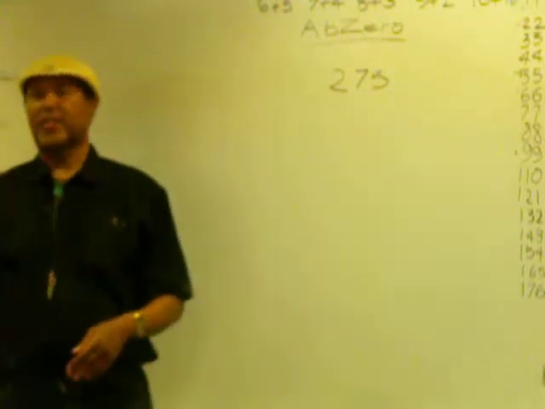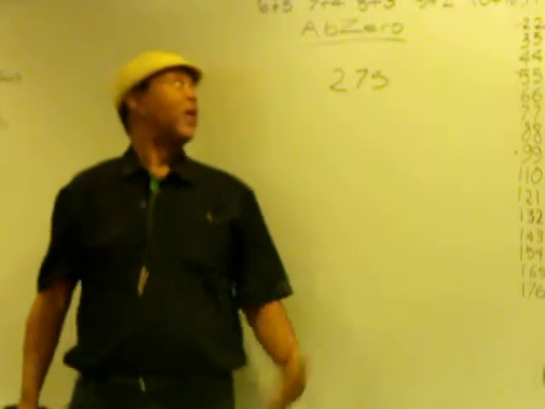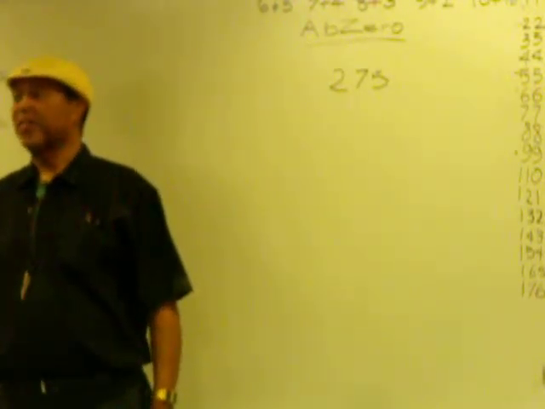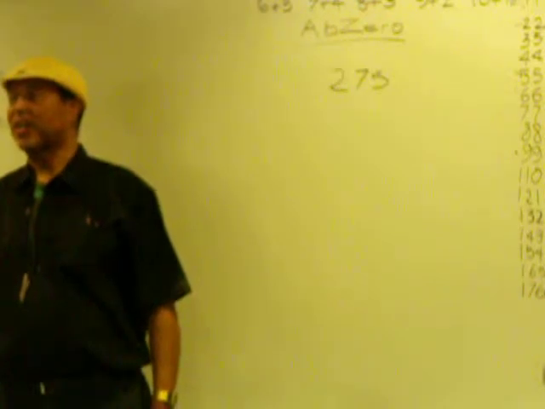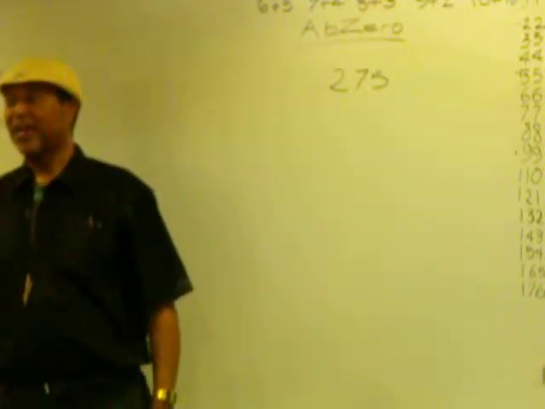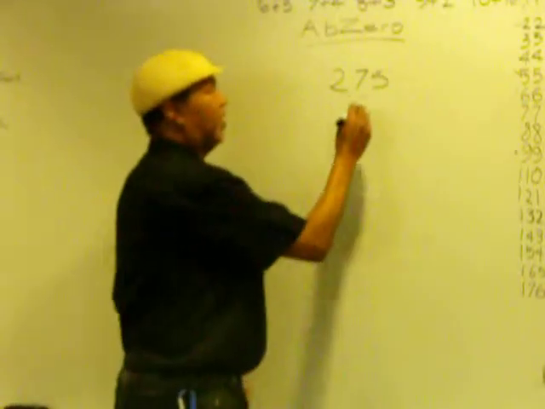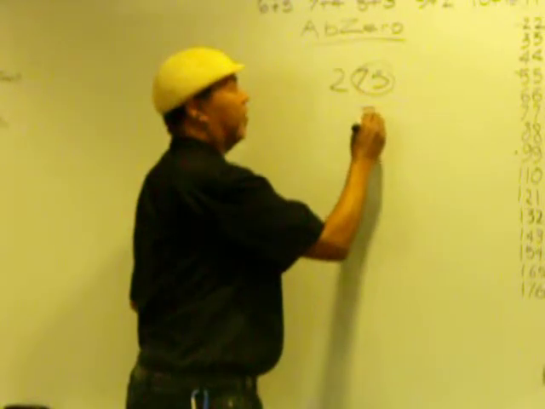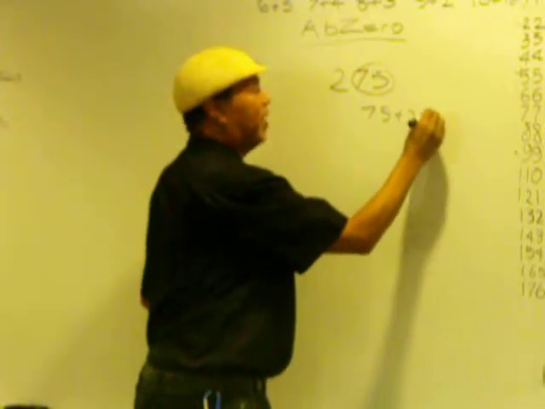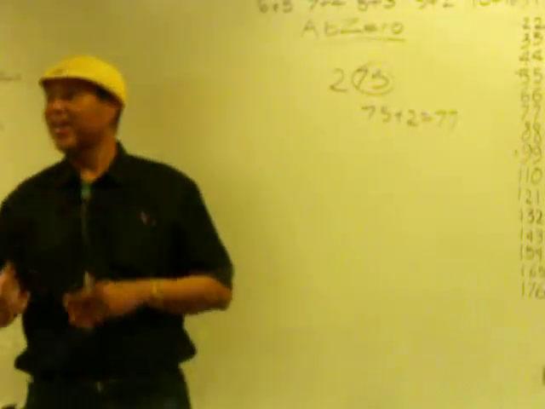Okay. This is going to be our ending, our last number. It's 275. Do we have any solutions? Yes. Just combine 75 and then add 2. 75 plus 2 equals 77. 77. Very good. Very good.